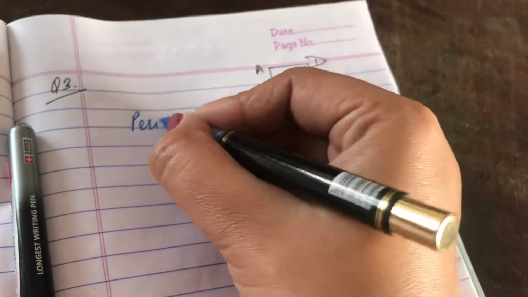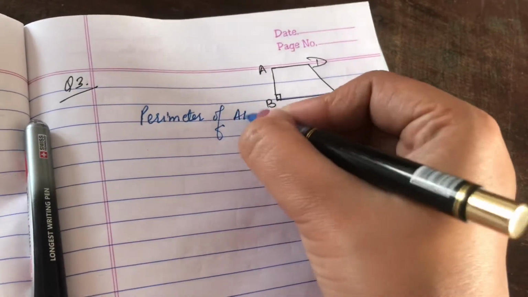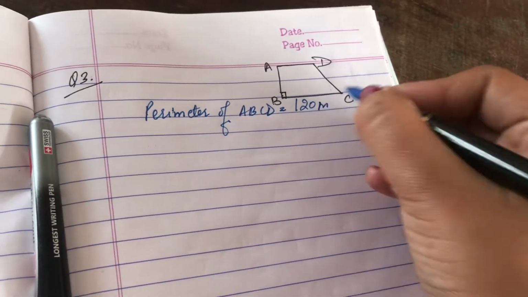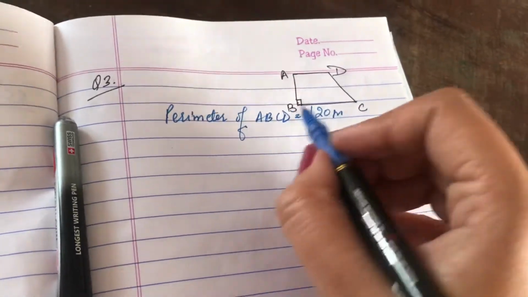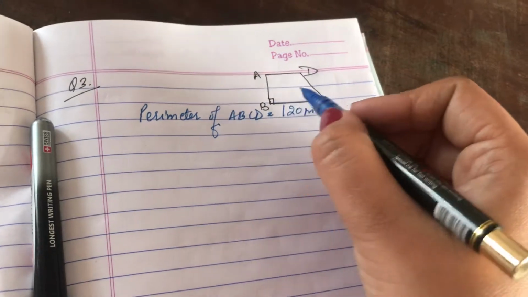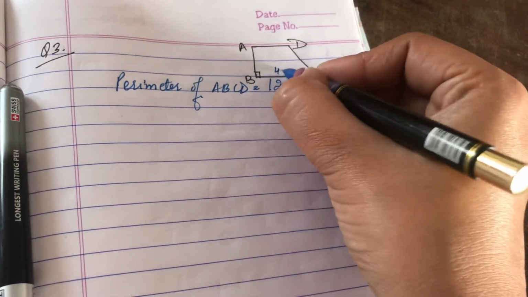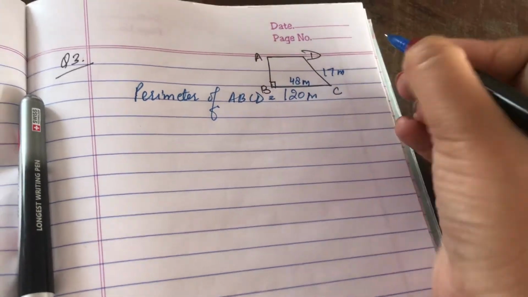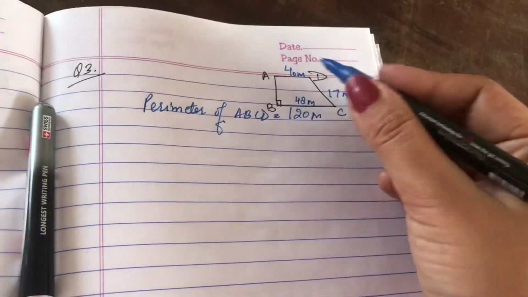Perimeter of this field ABCD. So perimeter of ABCD is equal to 120 meter. This is the total length of the wire, the fencing. So it is the perimeter. Now in this it is given that BC is 48 meter, CD is 17 meter, AD is 40 meter. Now they are saying to find the area of this.